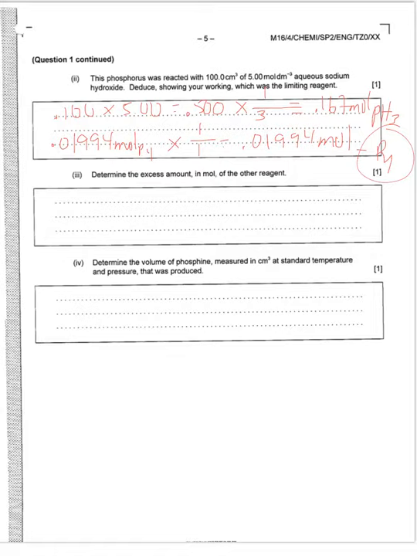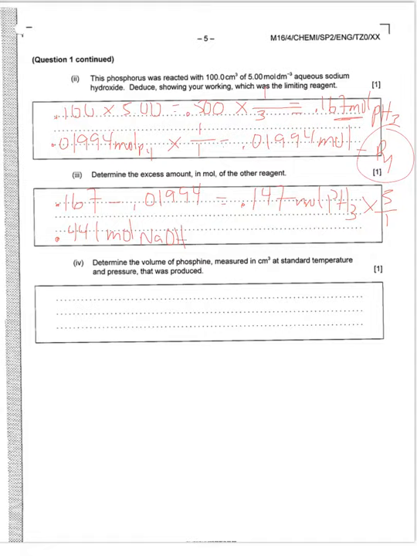So to determine the excess amount in moles of the other reagent, there's a couple ways I could do this. I could take the 0.167 moles of PH3 that I would expect my NaOH to make, and I can subtract the 0.01994, or 0.020, and I realize I should have 0.147 more moles of PH3 I could make. So when I convert this back at a 3:1 ratio, that lets me know there'd be 0.441 moles excess of NaOH.